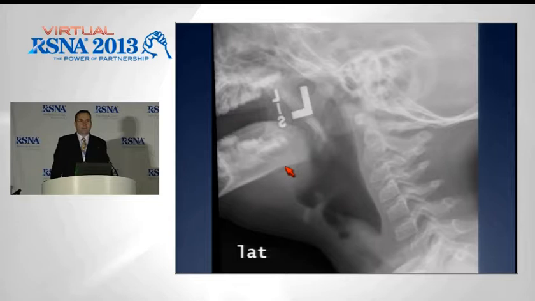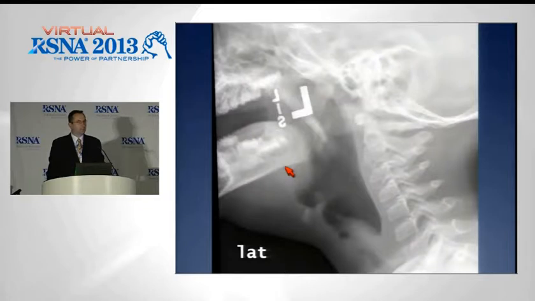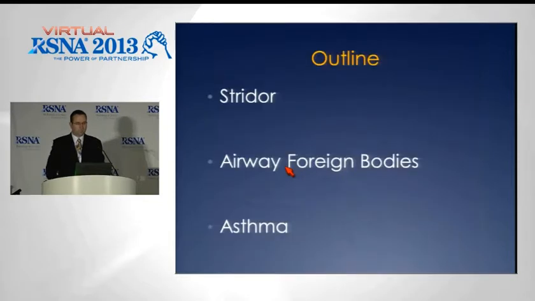And we're going to start with this image demonstrating that oh so uncomfortable air hunger, distension of the oropharynx, distension of the hypopharynx. We won't jump to the diagnosis at this point, but just as a reminder, as we discuss pediatric airway emergencies, hopefully giving you some tools so that your diagnosis will be swift and accurate. Our outline is going to include stridor, airway foreign bodies, and asthma.